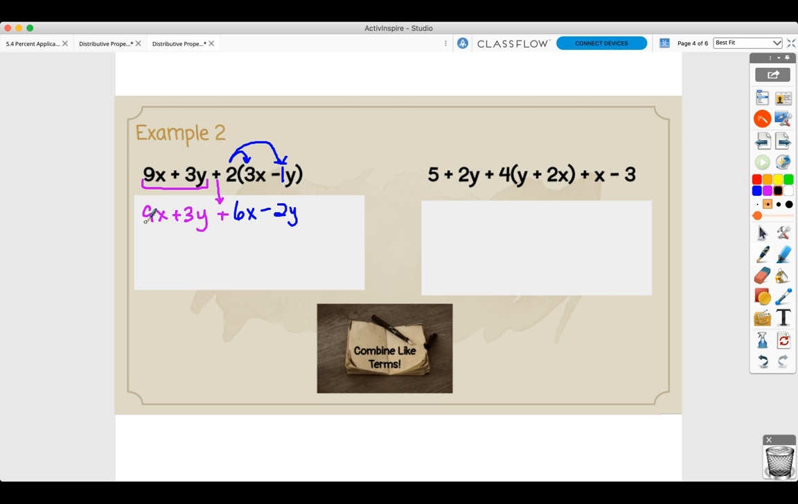You're just retyping it in front. And now you're looking for your like terms. You have your two x terms here. So 9x plus 6x is 3x.